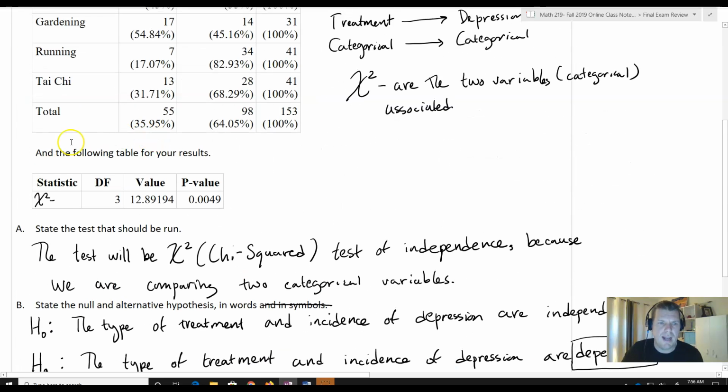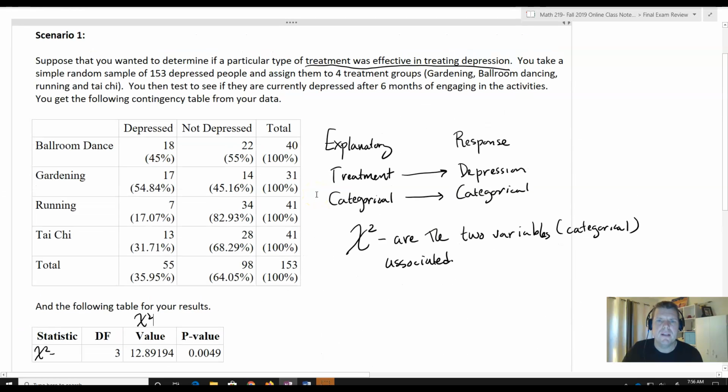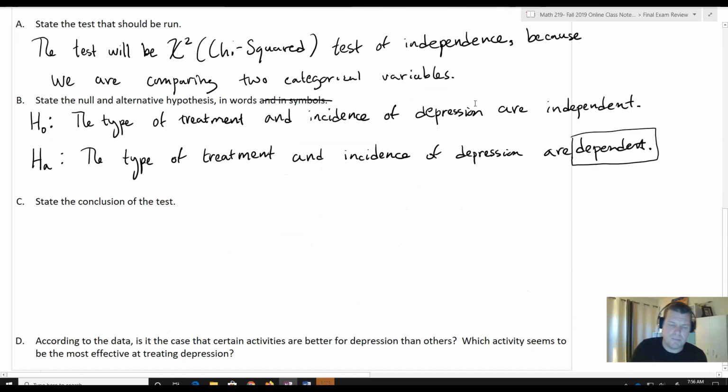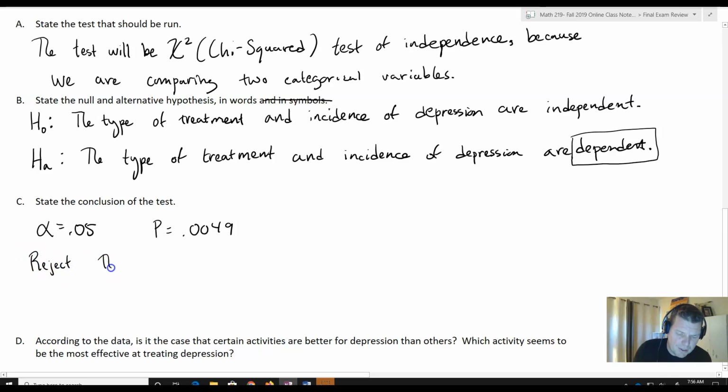Now when I go in here, I look here, I've got my test statistic, which is actually called the chi-squared value, okay? And then I have my p-value, and my p-value is 0.0049. I'm not actually given a significance level, so we'll assume alpha equals 0.05. Okay, alpha equals 0.05. And then we have p equal to 0.0049. Okay, so what I'm going to do is I'm just going to write here, just for my own sake, I'm going to reject the null hypothesis. Why? Because p is less than alpha.